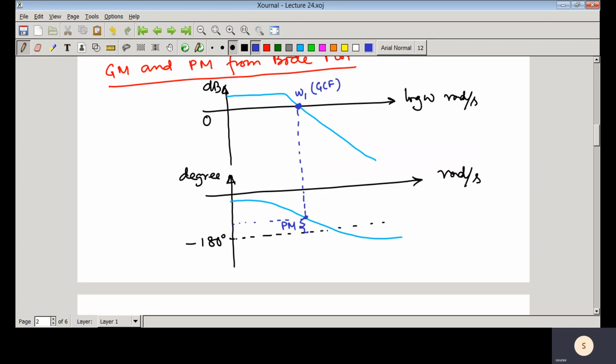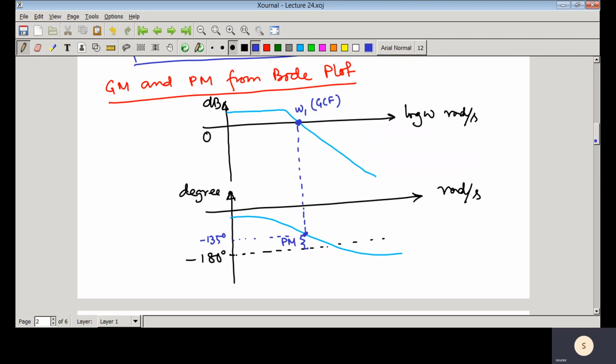So first we see where it cuts that 0 dB line. That means this is the frequency where the magnitude of the loop transfer function is equal to 1. That means this is the gain crossover frequency. We first find the phase at the gain crossover frequency. Suppose this is, for example, 135 degrees, and then 180 minus 135 degrees. That means how much angle we need to add so that it would be minus 180 degrees. That would be 45 degrees. So in this particular case, the phase margin is 45 degrees.